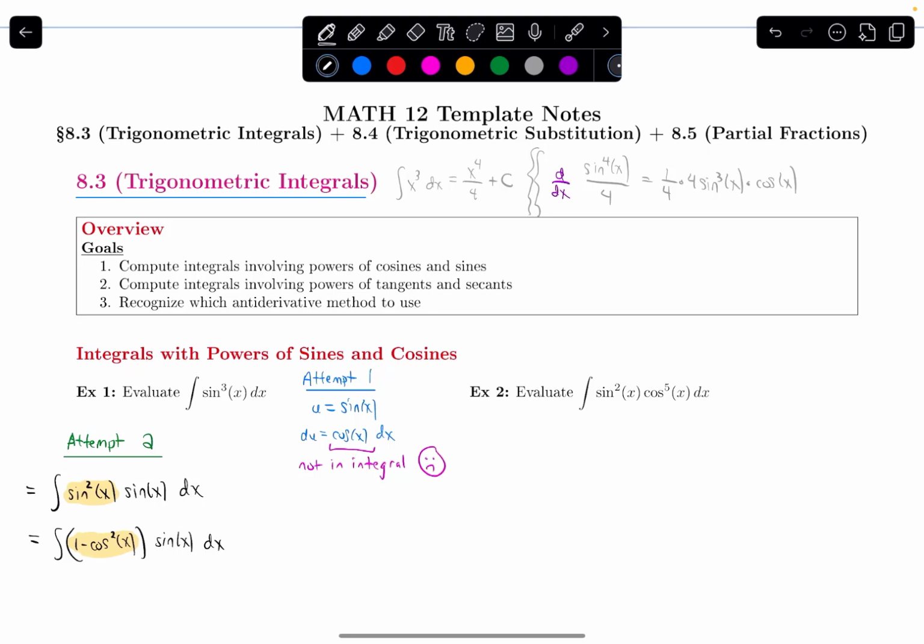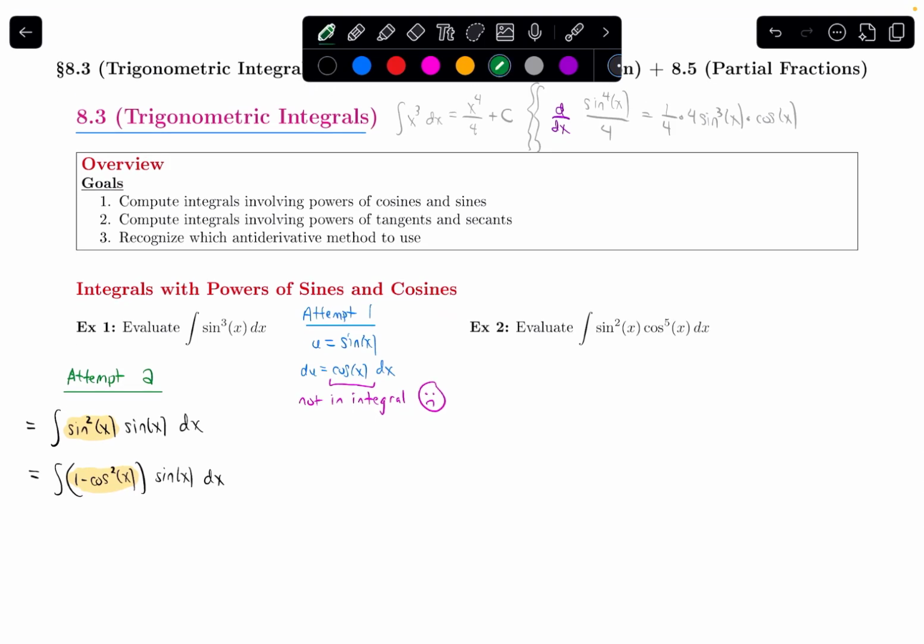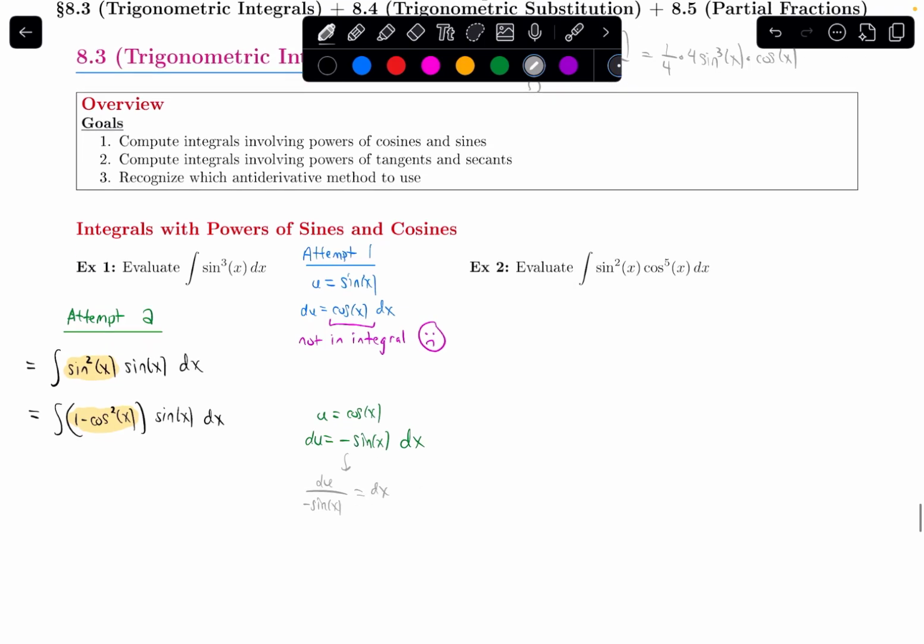Okay, and now this is really nice for a u sub. This lends really well to letting u be equal to cosine x, because then du is negative sine x dx. And I see that derivative in the integral, just off by this constant multiple, this negative sign. I see that sine x dx right here, so that's an indicator that this is going to work really well. If I isolate dx, I get du over negative sine x equals dx. So now let's sub in. We are going to get the integral of 1 minus u squared times sine x times dx, and dx is du over negative sine x.